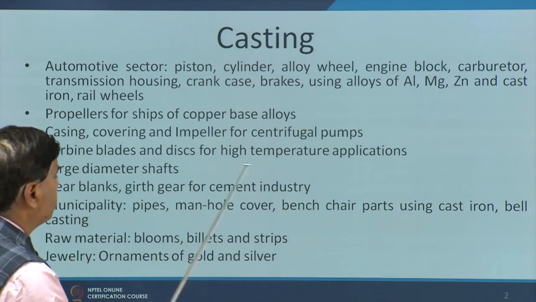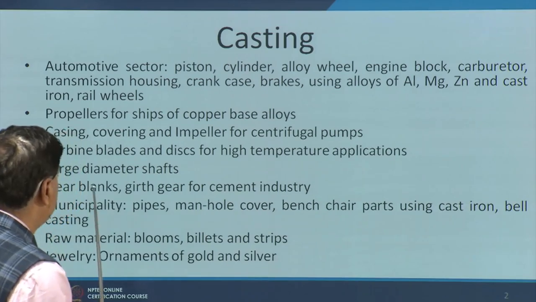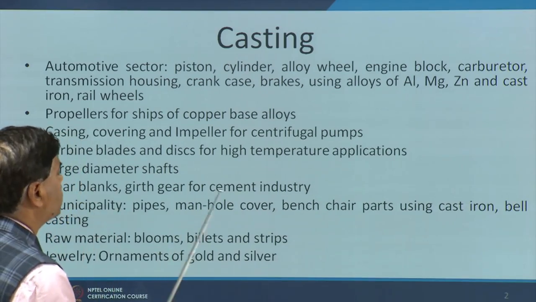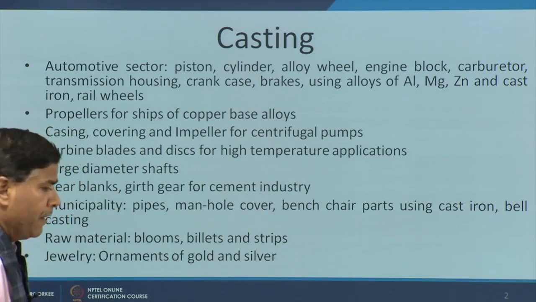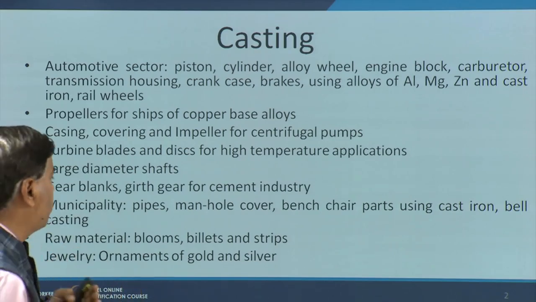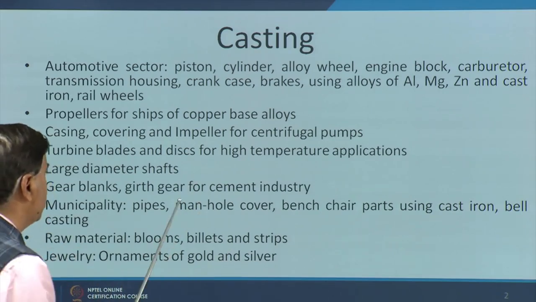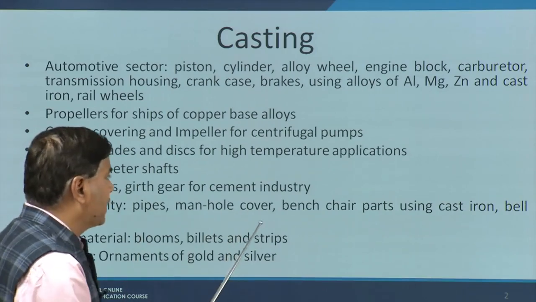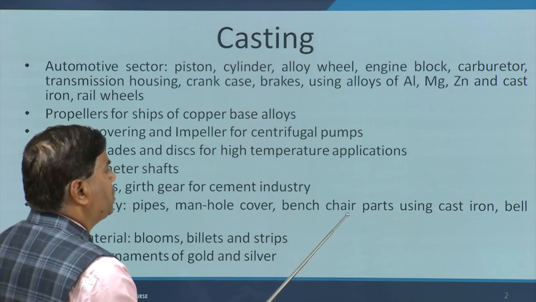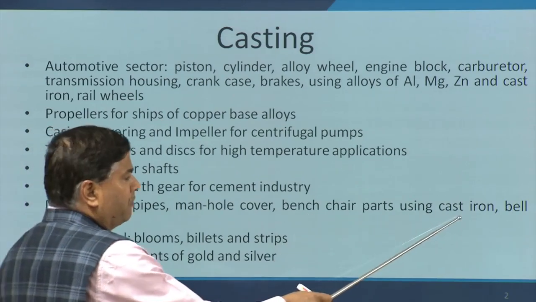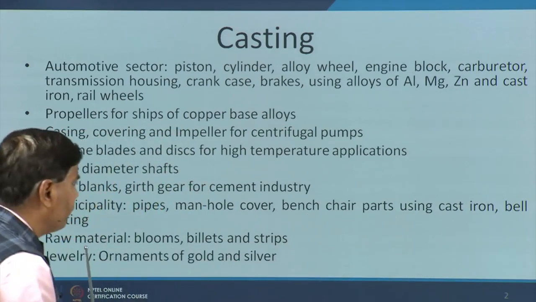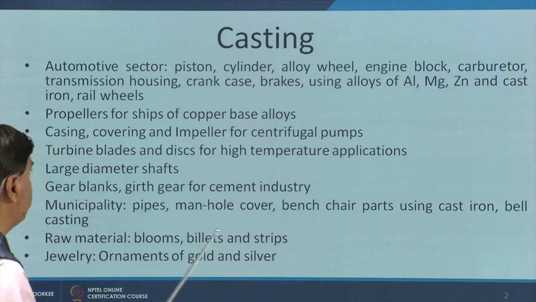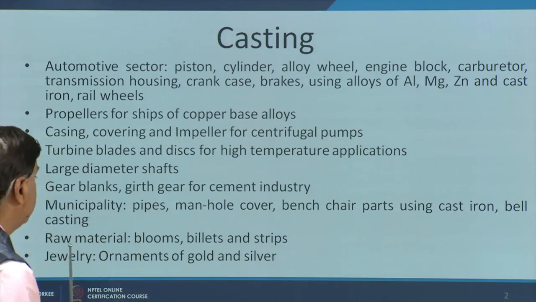Large diameter shafts for the hydropower industry, gear blanks and girth gear for the cement industry, and various municipal products which are used by the municipalities, like cast iron pipes and manhole covers, are also made of cast iron. Bench chair parts are made of cast iron, and bell castings are made by the casting process.